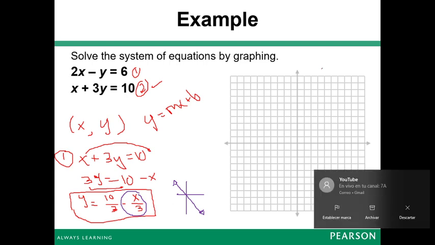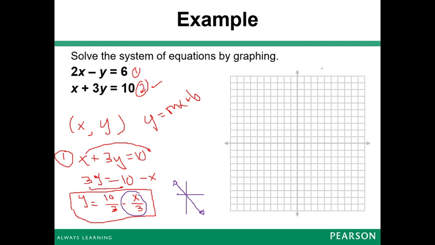Now we have 10 over 3. Remember that in this case, this is the intercept with the y-axis. But don't worry, it's so easy. We have to graph this equation in our next class.